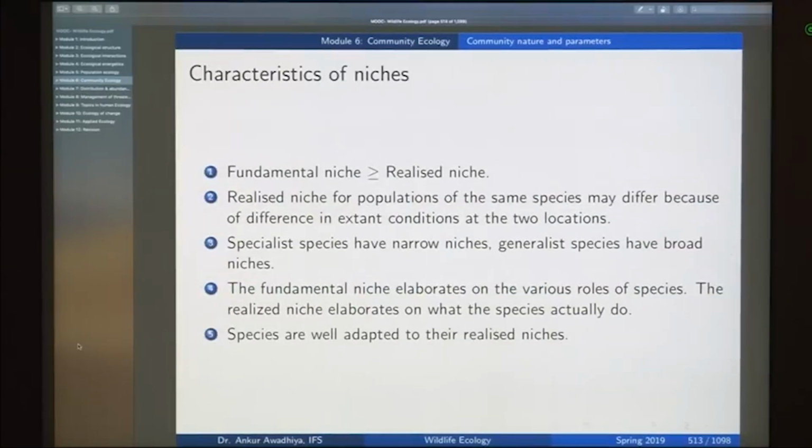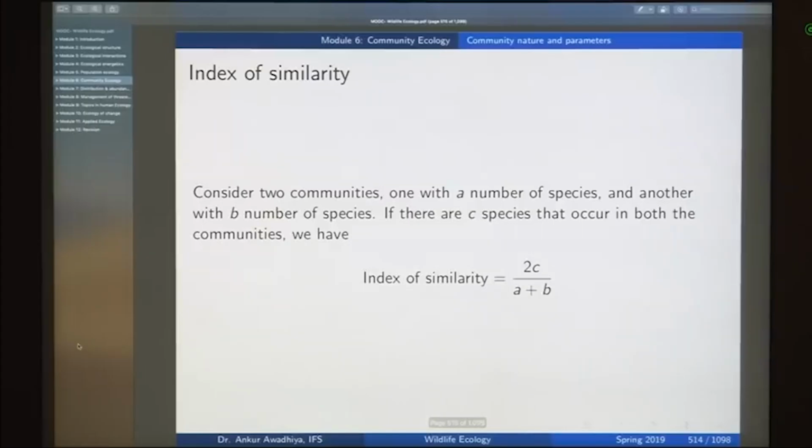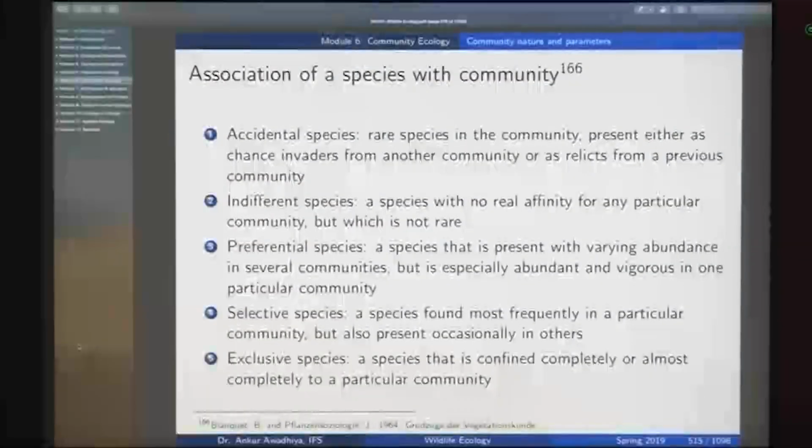Now, we looked at the characteristics of niches and then the index of similarity. How many individuals are common between two communities will tell you the index of similarity. Next, we have association of a species with a community.